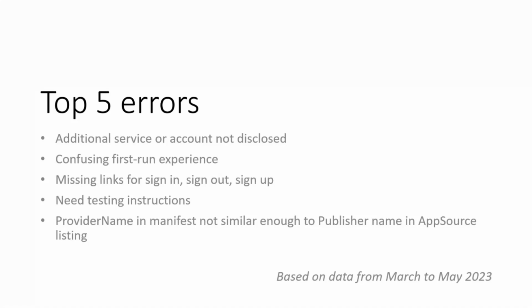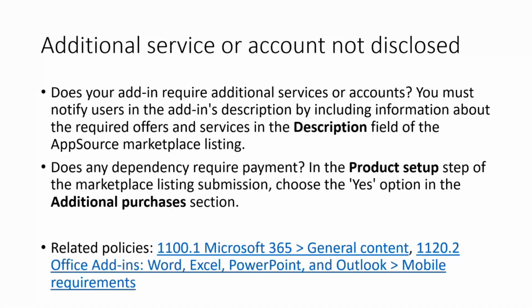You would need testing instructions that the validators can just go through without having to come back to you, or the provider name in the manifest is not close enough to the publisher name in the listing to make it clear that these are the same companies or entities. All right, so more details.